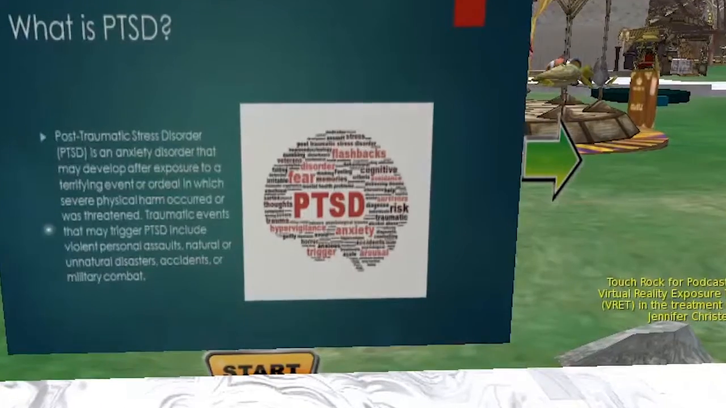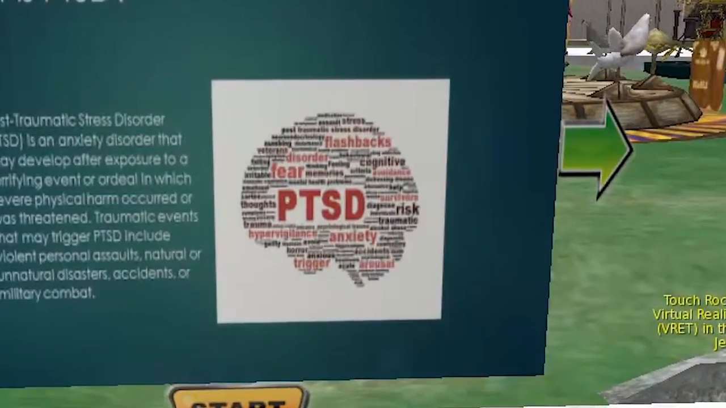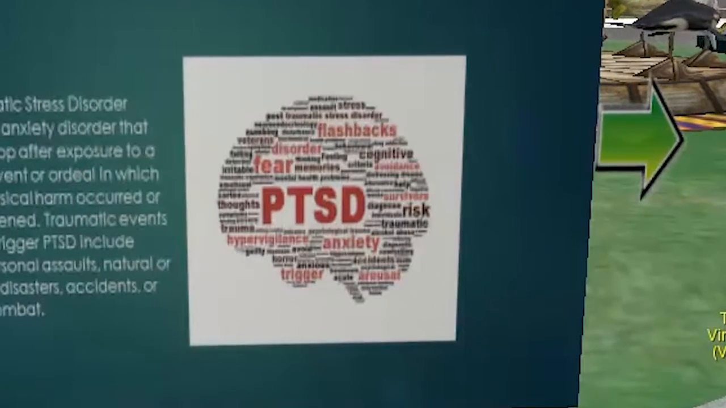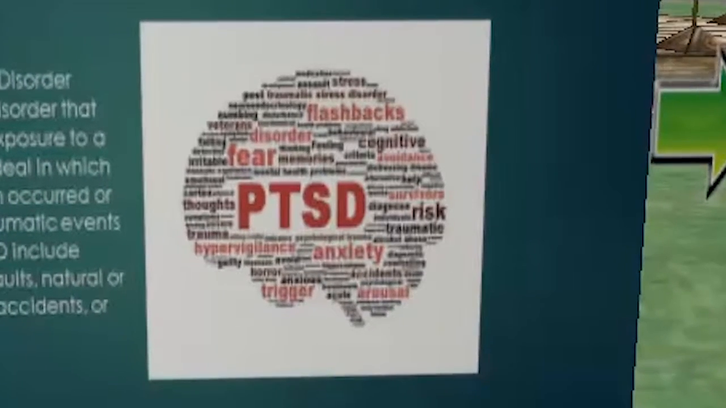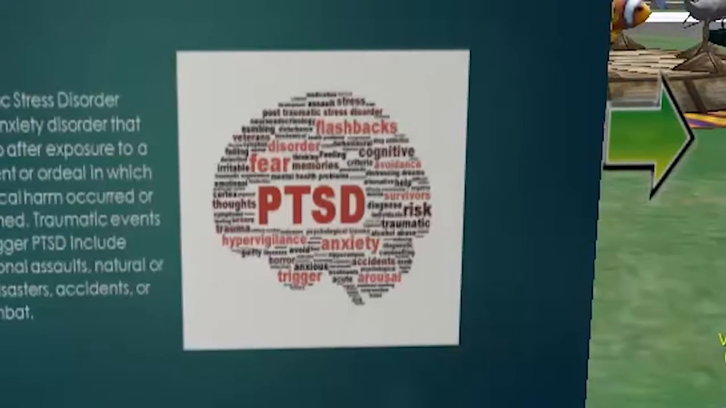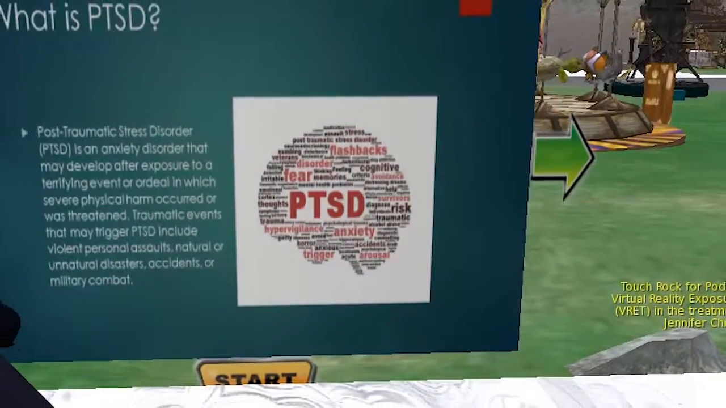PTSD did not officially enter our vocabulary until 1980, when it was formally added to the Diagnostic and Statistical Manual of Mental Disorders. It is now defined as an anxiety disorder that may develop after exposure to a terrifying event or ordeal in which severe physical harm occurred or was threatened. Traumatic events that may trigger PTSD include violent personal assaults, natural or unnatural disasters, accidents, or military combat.